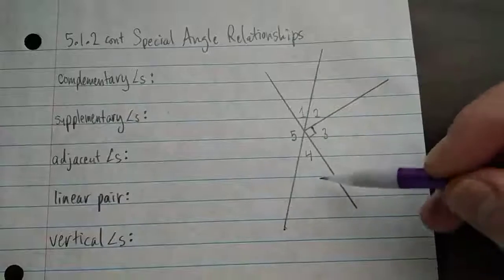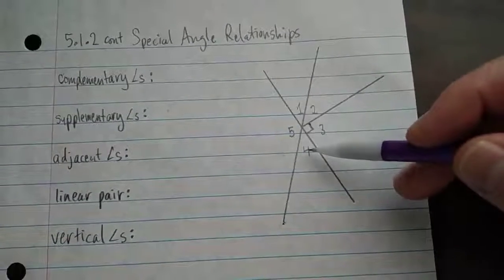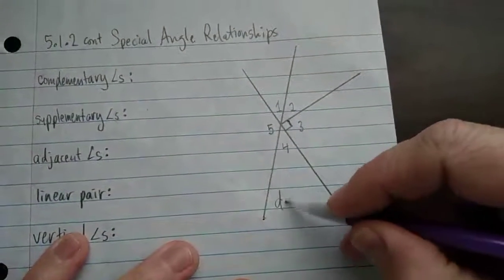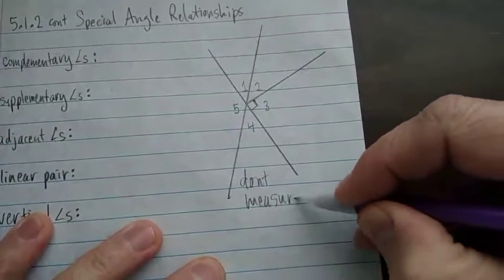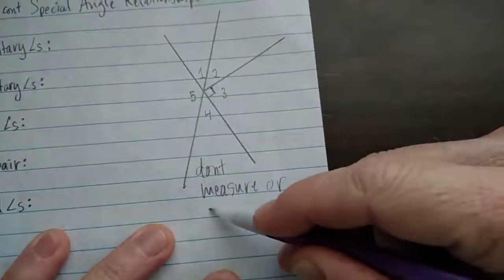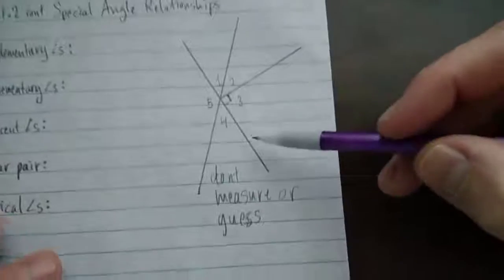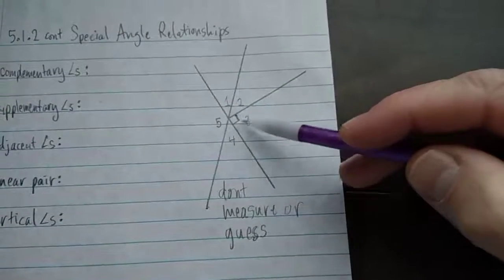We can see 5 is obtuse, so it's not that. Could it be 4 and 1? Well, we have no idea what they measure, and you're not allowed to measure unless it says you are. Don't measure, and don't guess. You're never allowed to measure or guess angles. You're allowed to say that one's acute and that one is obtuse, and since the symbol says it, it's right.